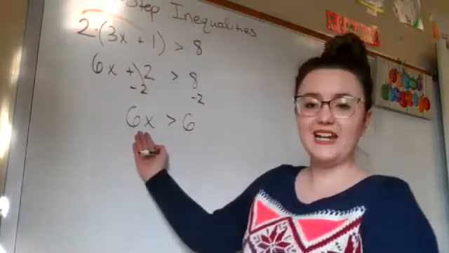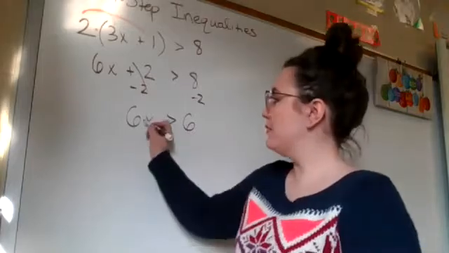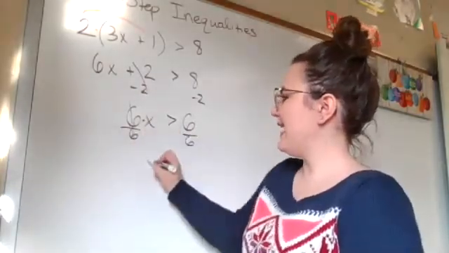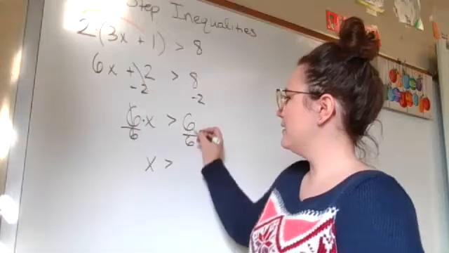The only thing left remaining with my variable is this 6. That's multiplying. So to cancel it out, I'm going to divide. And I get that x is greater than 1.